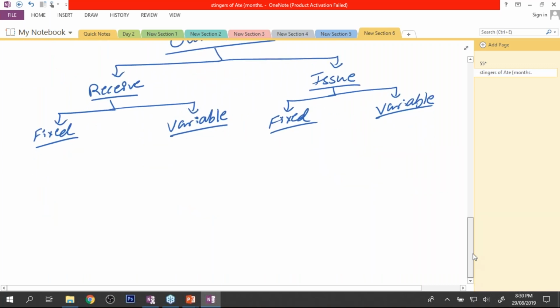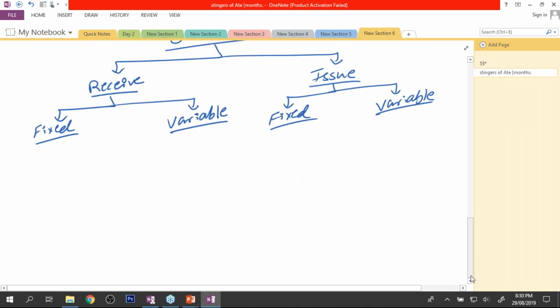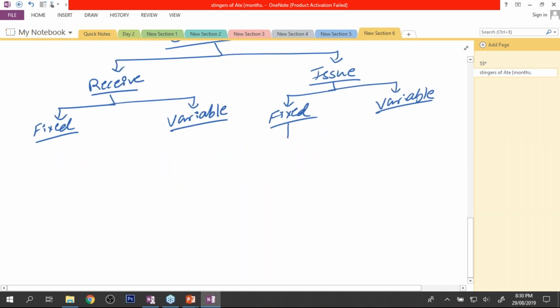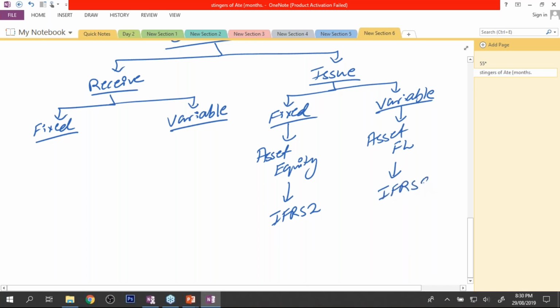In case where we are issuing fixed shares, we are going to make an entry as the asset debit and equity credit, which will be IFRS 2. And if the number of shares are variable, we are going to debit the asset and credit the financial liability, which will be dealt as IFRS 9.